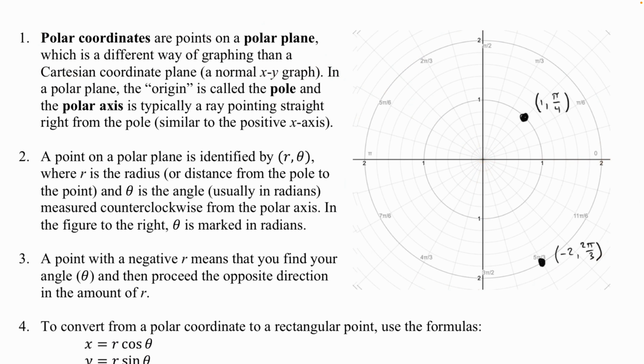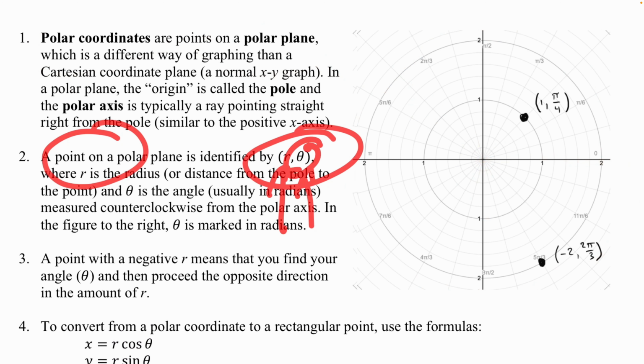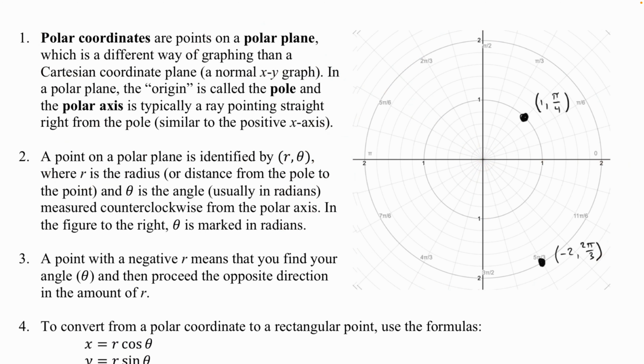So basically, a point in the polar plane will be r comma theta, where r is the radius, meaning how far away from the pole, from the center are we. And theta is what is our angle from the polar axis. So for instance, this point is 1 comma pi fourths. It is 1 unit away from the pole, and counting from the polar axis, it is at 45 degrees or at pi fourths.